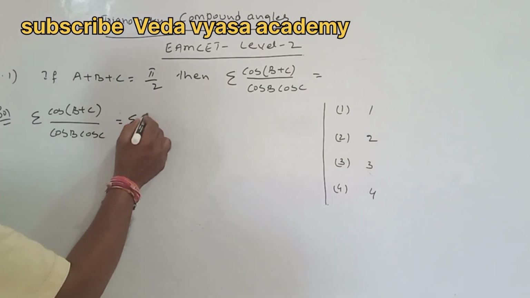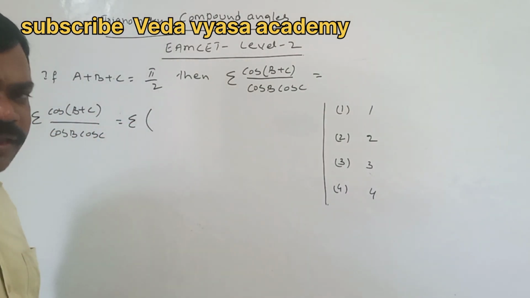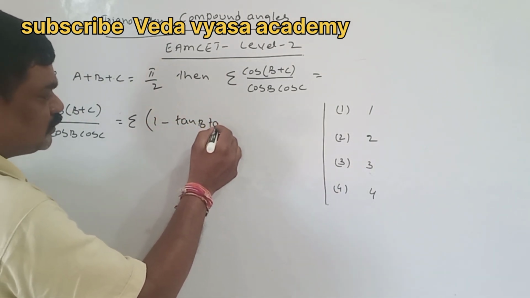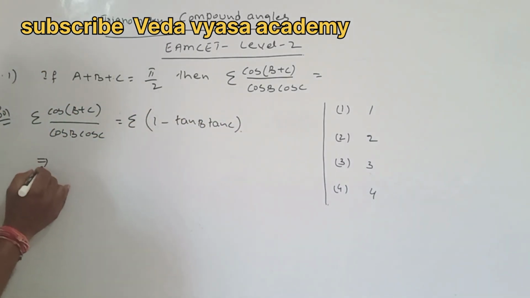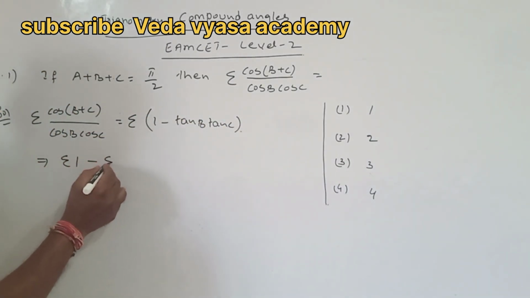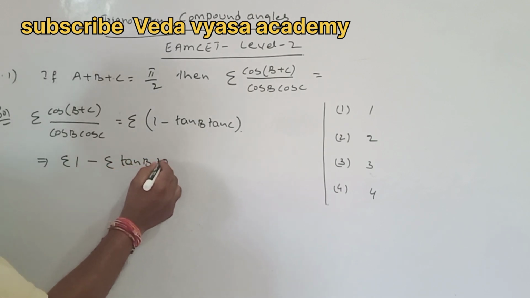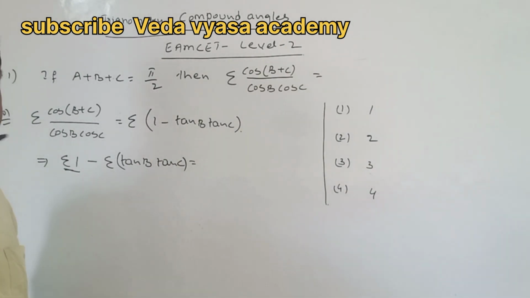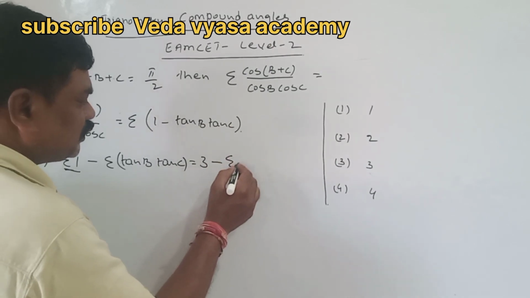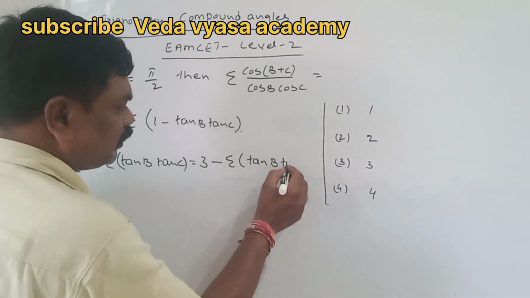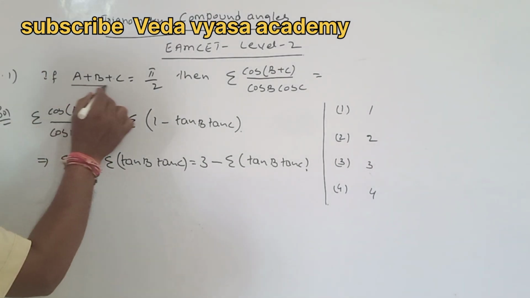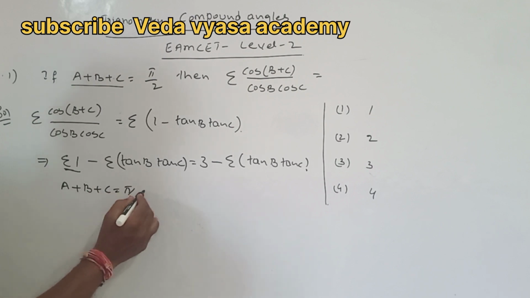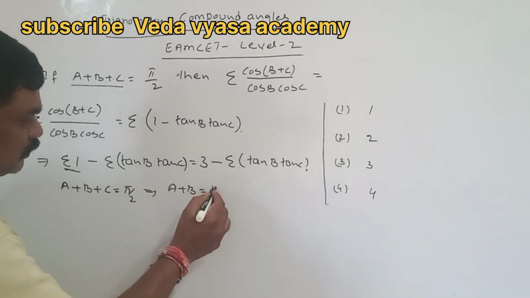So we have sigma of (cos B cos C by cos B cos C), the cos B cos C cancels, 1 minus tan B tan C. So this can be written as sigma 1 minus sigma of tan B tan C. The value of sigma 1 is 1 plus 1 plus 1, which is 3, minus sigma of tan B tan C. But we have given A plus B plus C is equal to pi by 2, which implies A plus B is equal to pi by 2 minus C.